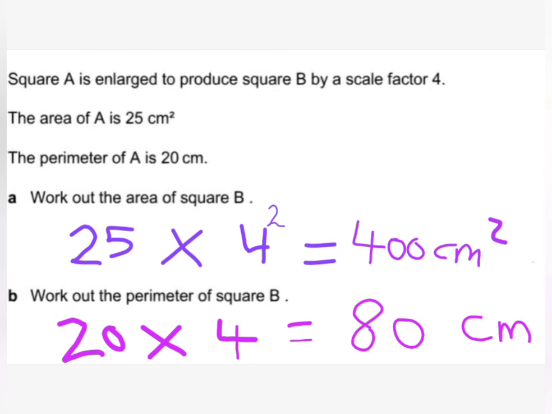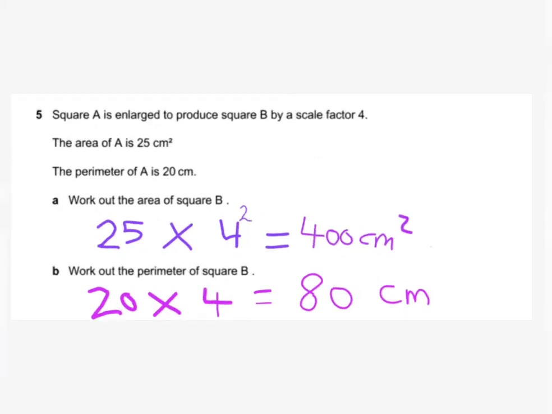With the perimeter is the same thing. We're going to use the perimeter, put it here, and then use the scale factor, put it here, and multiply them by each other. And we don't use squared because the perimeter is not squared. After multiplying, we will get the answer, which is the perimeter of the enlarged shape, which is 80 centimeters. And this is how you answer a question like this.